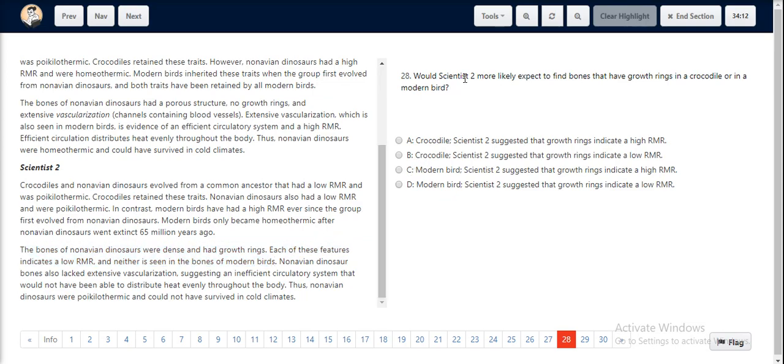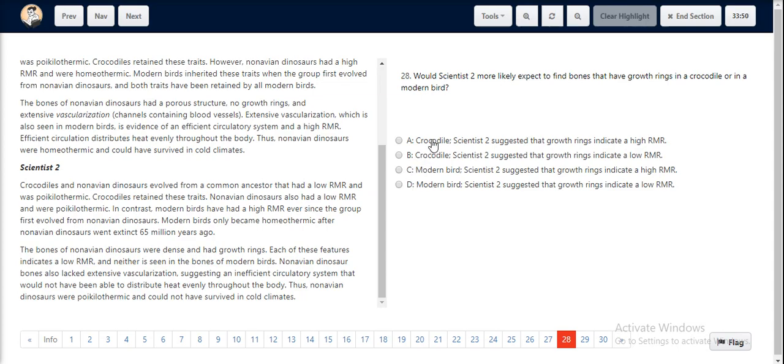Hence, would scientists more likely expect to find bones that have growth rings in a crocodile or in a modern bird? It would be a crocodile, since here, growth rings in bones indicate low RMR and is neither seen in the bones of modern birds. Options C and D are eliminated.